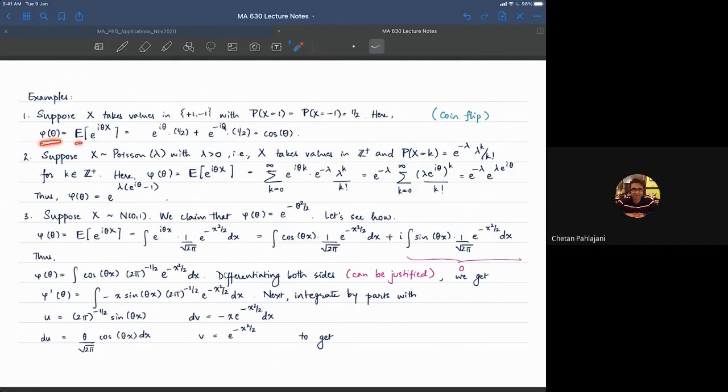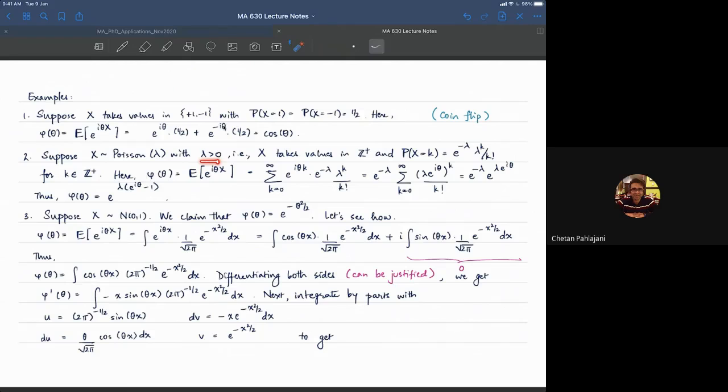This is the expectation of e to the i theta x. So this is e to the i theta times 1/2 plus e to the minus i theta times 1/2, and this ends up just being cosine of theta. All right. Now let's look at the case when you have a Poisson random variable. Suppose X is Poisson with parameter lambda, where lambda is greater than 0.